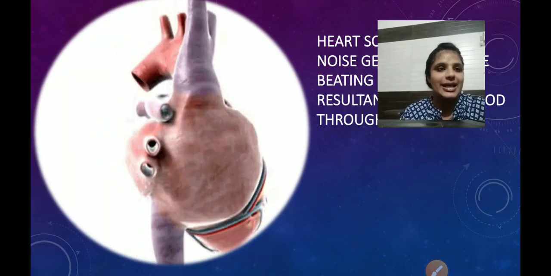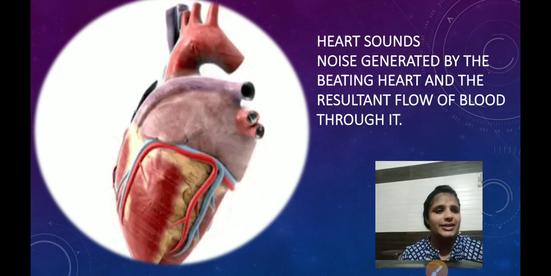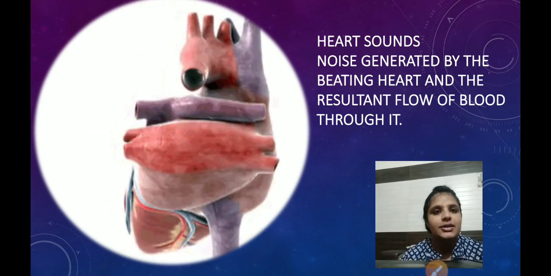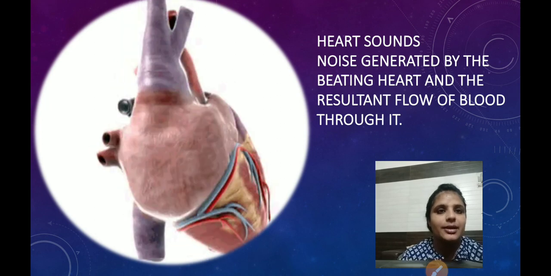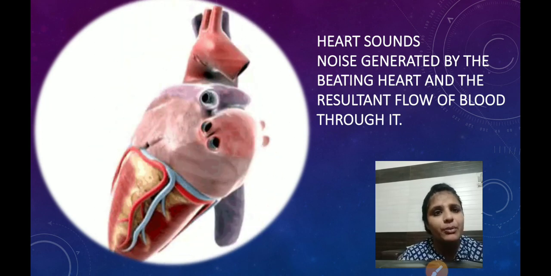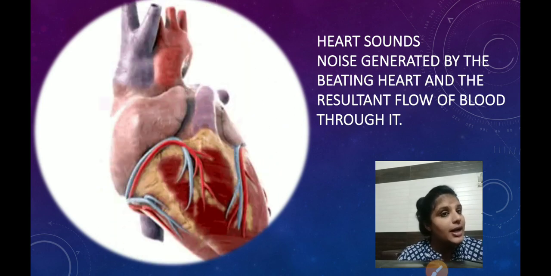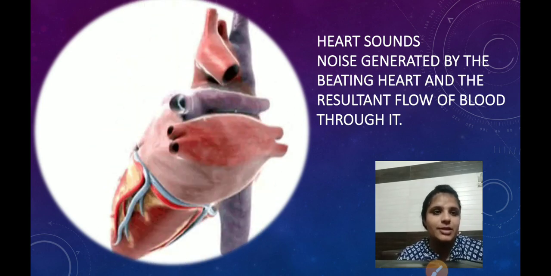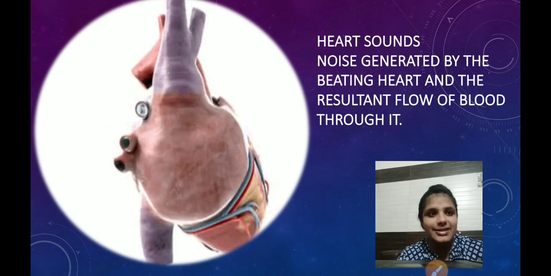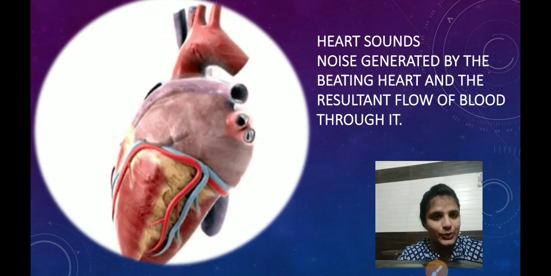Now look at this diagram. In this diagram, you can see a 3D image of the heart, so you are able to understand the pulmonary artery, pulmonary vein, aorta and all. Heart sounds are noise generated by the beating heart and the resultant flow of blood through it.